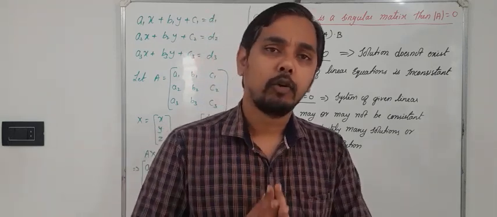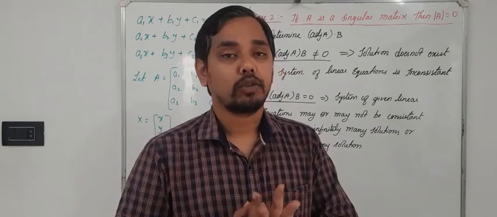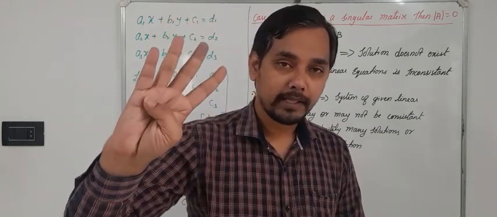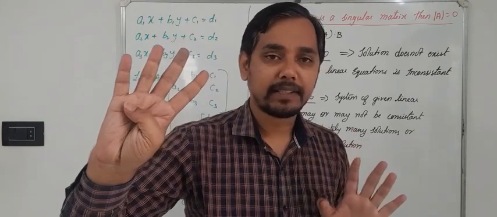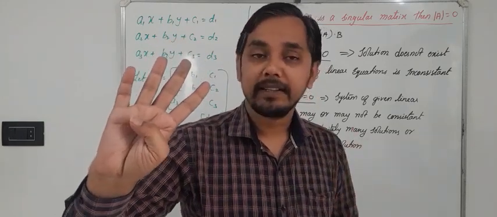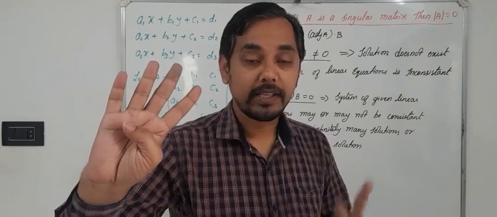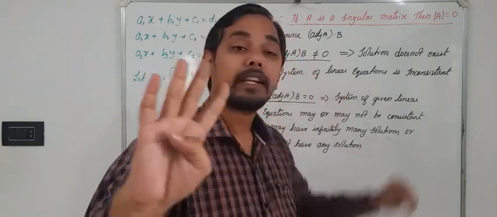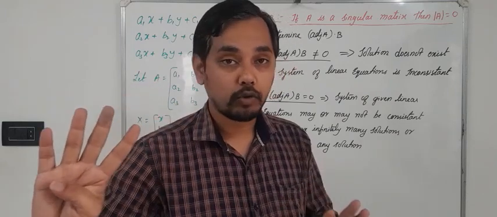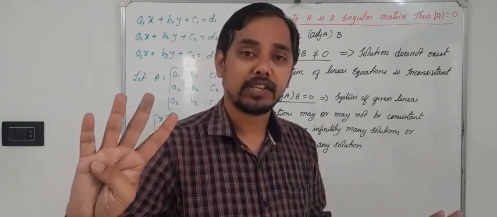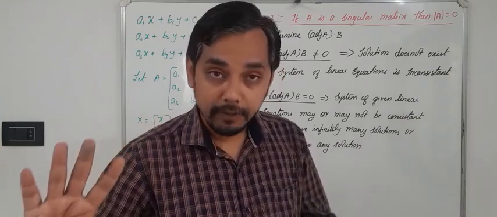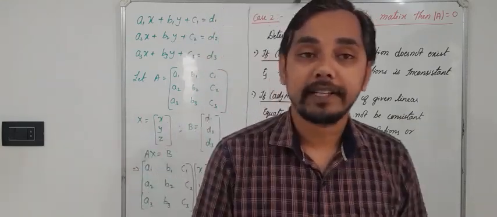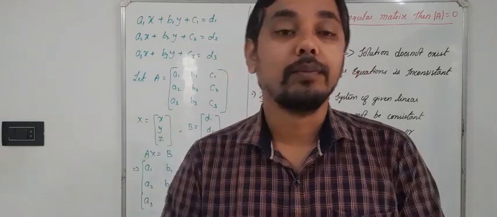So I hope you have understood this one. If you get any doubt, then you can get me back. So the first one was, if it is a non-singular matrix, then definitely it is consistent. If it is a singular matrix, then it may or may not be consistent. How can we say it is inconsistent? It is inconsistent if the product of adjoint A into B is not equal to 0. Definitely we can say that it is inconsistent, right? And if the product is equal to 0, then we cannot comment on that. We cannot say whether it is a consistent or inconsistent system.